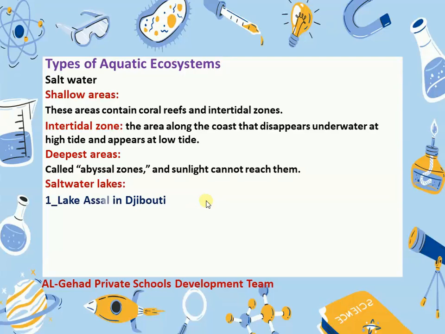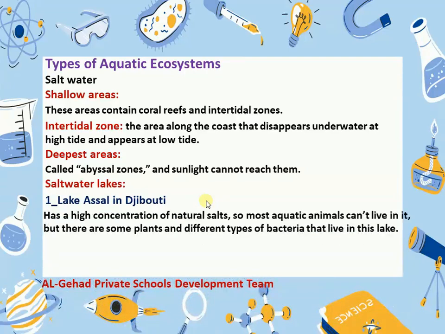Saltwater lakes. Number 1, Lake Assal in Djibouti has a high concentration of natural salt, so most aquatic animals can't live in it, but there are some plants and different types of bacteria that live in this lake. Number 2, Lake Bardawil in Egypt.